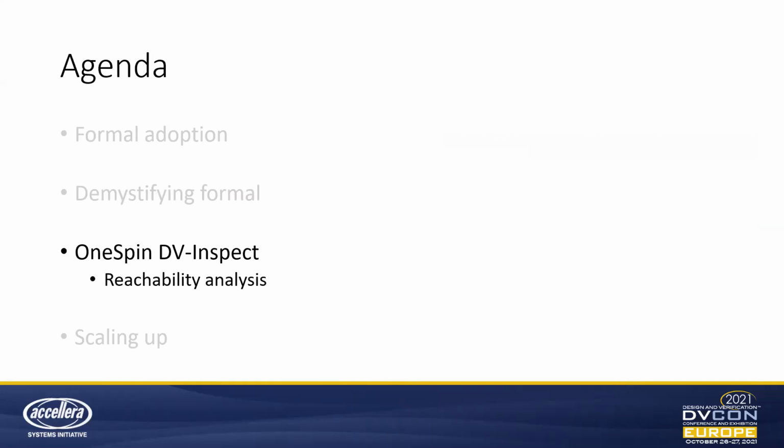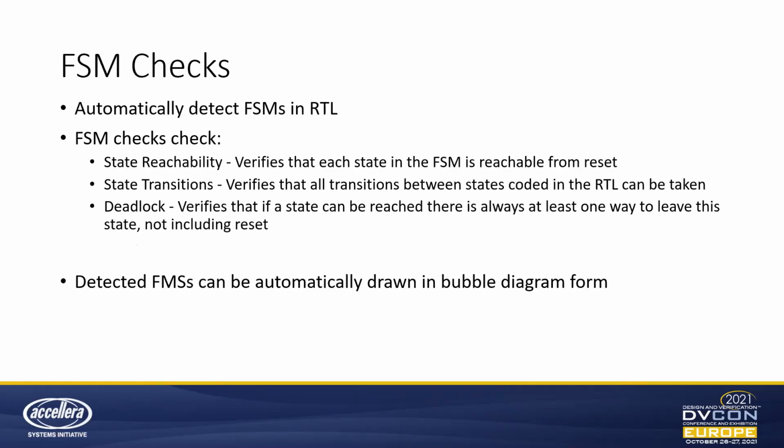So in OneSpin DVInspect, the first thing we're going to talk about is reachability analysis. When it comes to reachability analysis, FSM checks are an important part of every design verification. For each FSM that the designer has encoded in the RTL, it is important that the states and the transitions are actually reachable.